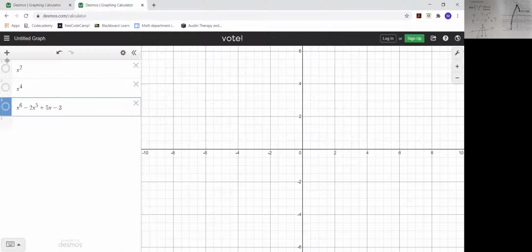Here, we want to talk about even functions. So if we think about even functions, the lowest even function you can think about probably is y equals x squared.